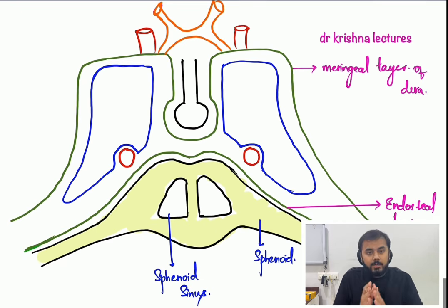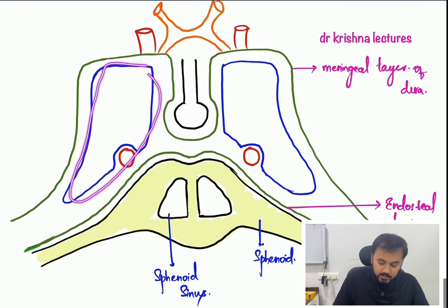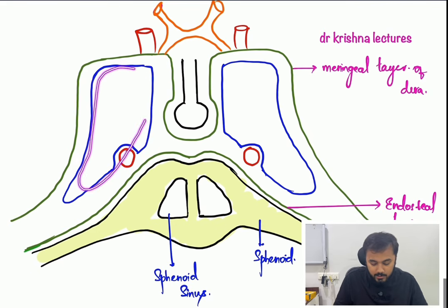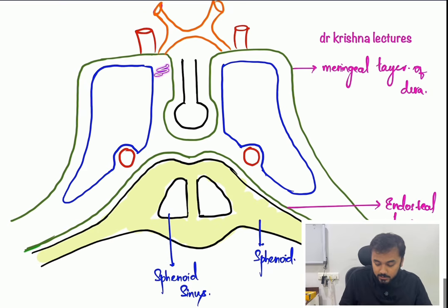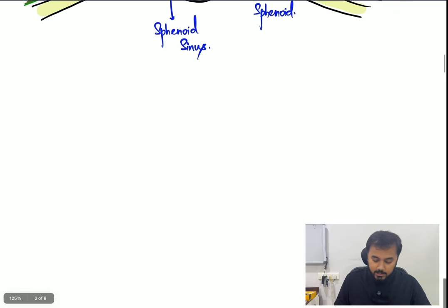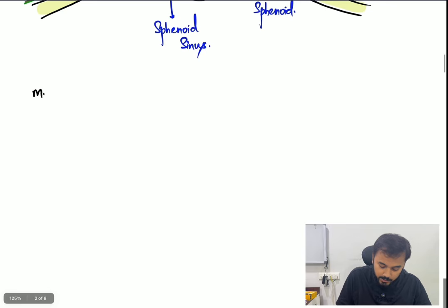No. The first important thing is that if this is your cavernous sinus, we have a lateral wall. Where is the lateral wall located? This one. This is the lateral wall of your cavernous sinus. Here also this is your lateral wall. So when there is a lateral wall, there will be a medial wall. This is the medial wall of your cavernous sinus. Now I'm asking you, what structures are located medially and what structures are located laterally? If you look at the picture, first let us discuss the structures located medially.